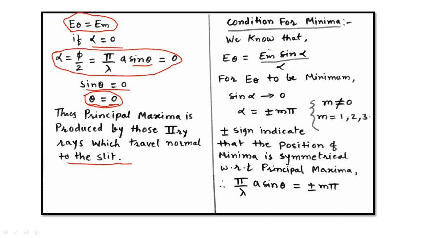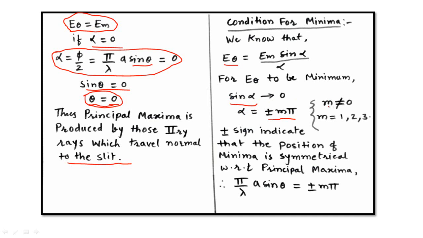this Em is the amplitude of principal maxima. It means that in order to have that E theta to be minimum, this sine alpha should tend to 0. And if sine alpha tends to 0, it means that alpha should take the value plus minus of m pi, because sine pi is 0, sine 2 pi is 0, similarly sine of minus pi is 0, sine of minus 2 pi is 0, and so on. So in order to satisfy this equation, that is sine alpha is equal to 0, the value of alpha should be equal to plus minus of m pi.